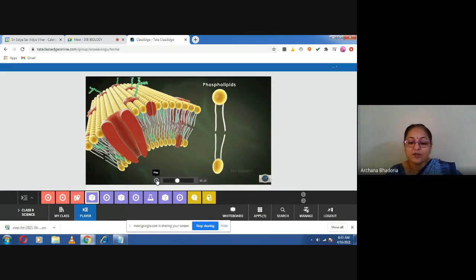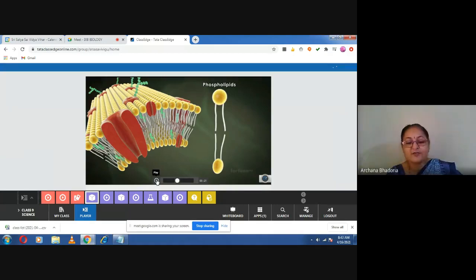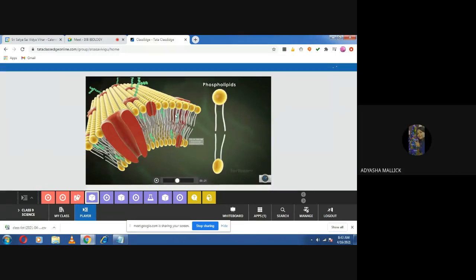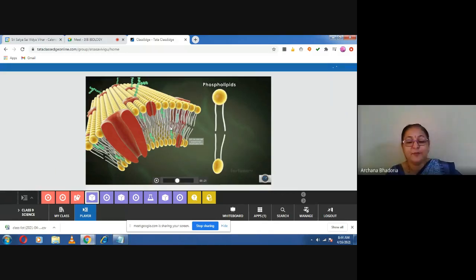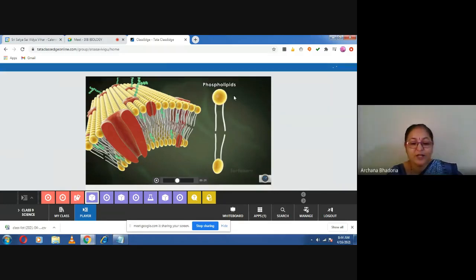So noted the things. So how many layers are there? Ma'am, three layers. The first one is the upper one, and the lower one is which one? Protein layer. Between the two protein layers, what is present? Lipid bilayer. Lipid bilayer is made up of phospholipids.